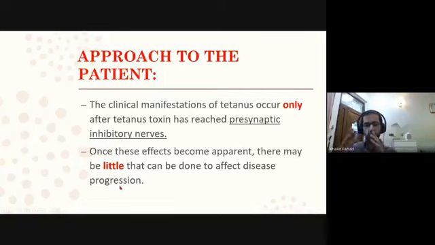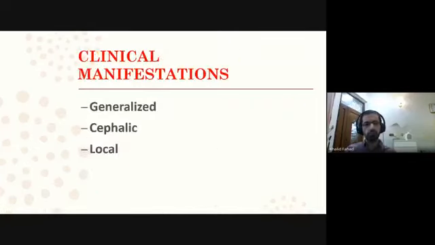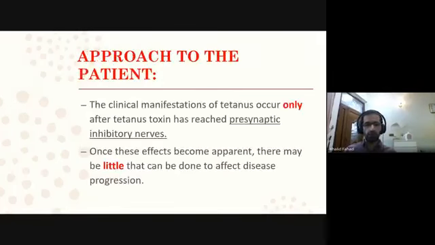Meaning, once the toxins reach the bloodstream and are taken back by the presynaptic inhibitory nerves, unfortunately there is little that can be done to affect the disease. So tetanus is a very important preventable disease. The role is to prevent the disease rather than treat its clinical features and complications. So this is the approach to the patient and the pathophysiology of the disease process. This is very important to know.